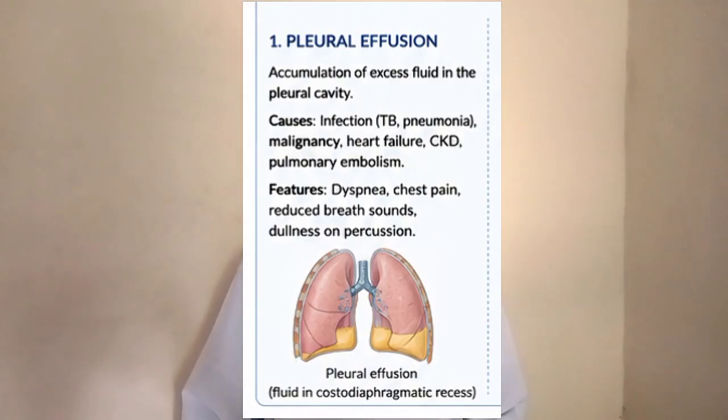Now let's go over to the next one, pleural effusion. I mentioned this pleural effusion before when I was talking about the costodiaphragmatic recess. The costodiaphragmatic recess is the most dependent part of the pleural cavity where fluid effusion can collect first. Pleural effusion is simply the accumulation of fluid in the pleural cavity, such as in the costomediastinal and costodiaphragmatic recesses. So some fluid can accumulate there, which is known as pleural effusion.